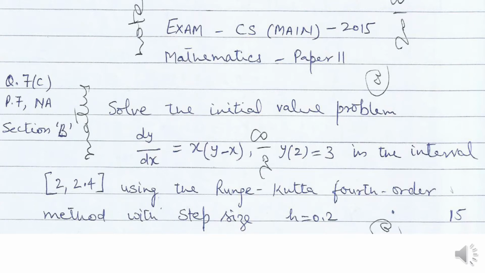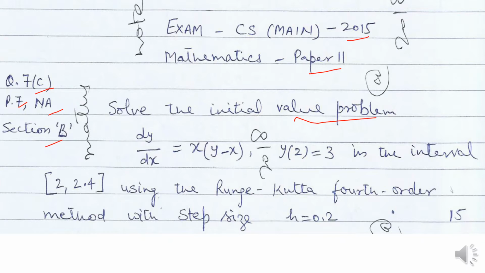Hello viewers, in this video I am discussing the CS Main 2015 Mathematics Optional Paper 2 question number 7C. This is a question of numerical analysis given on page 7 of the question paper, from section B. This is a question of the Runge-Kutta method, where we have to solve an ordinary differential equation initial value problem by the Runge-Kutta method.